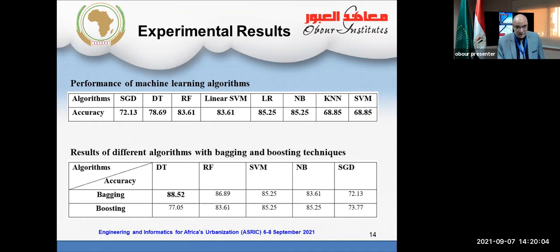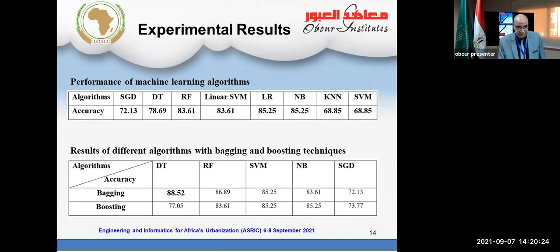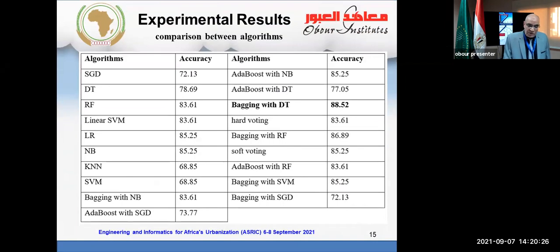Result of different algorithms with bagging and boosting techniques. Here we saw that bagging achieved a high score, 88.52. This is a comparison between the algorithms. Of all the algorithms we used on this data set, we found that bagging with decision tree achieved the highest score.